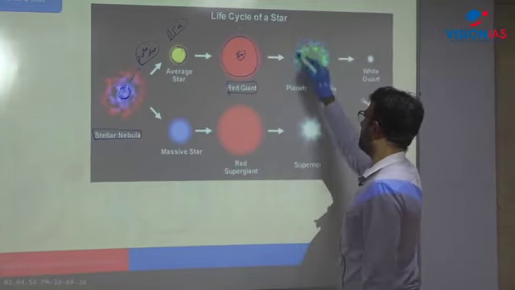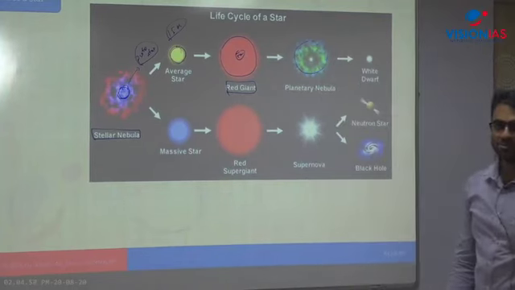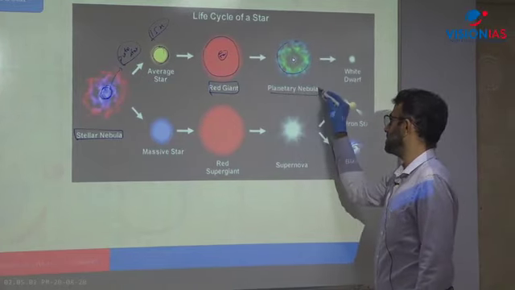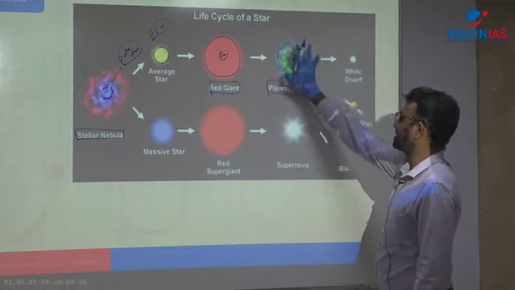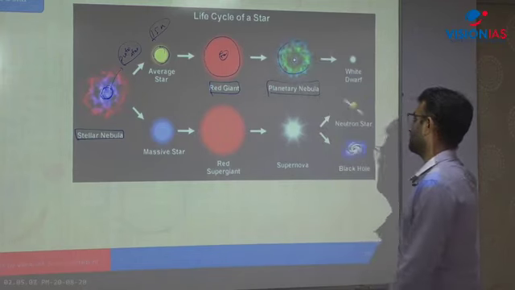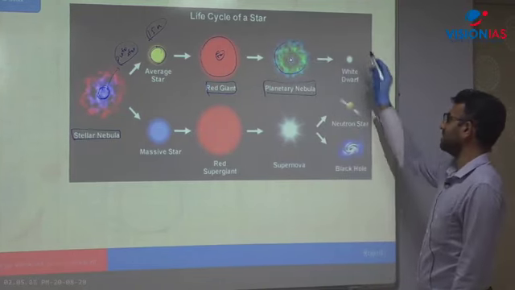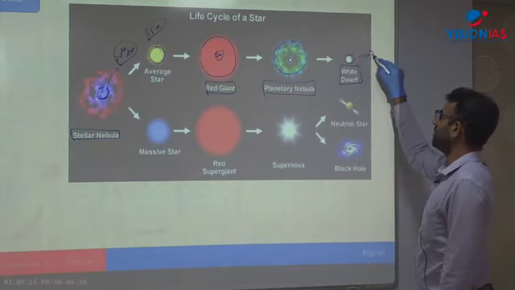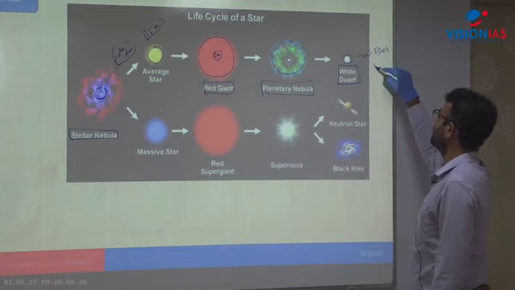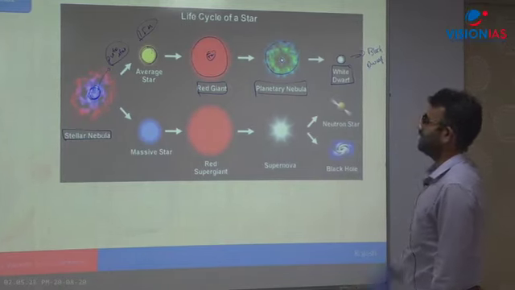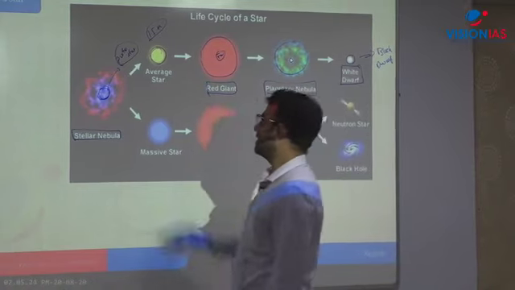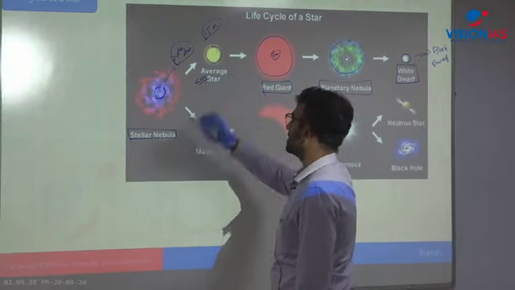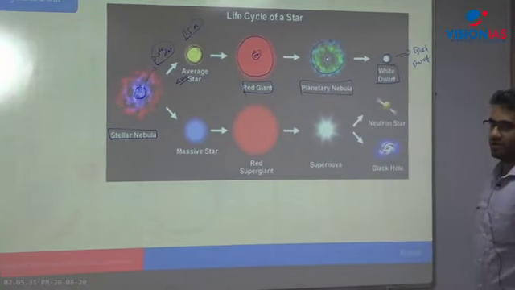And after some time this entire body would collapse with a small core and entire shell of gas, which is called as planetary nebula. And gradually this shell of gas will be washed away, that will disappear, leaving only the white core, which is called as white dwarf, and it will become black dwarf later. If the size of the star is less than 10 times the size of sun, this is the life cycle.